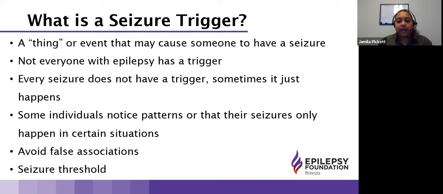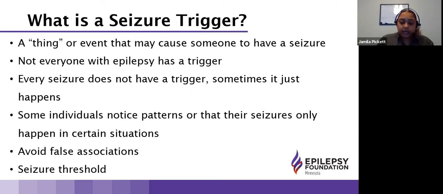Some individuals notice patterns or that their seizures only happen during certain situations, and that's one base way to tell if something is a seizure trigger. For some individuals, every single time something happens that's associated with their trigger, they will have a seizure. That may be a reflex epilepsy, which I'll talk a little bit more about later in this presentation. For other individuals, perhaps they need to have triggers kind of build up on each other before they have their seizure. Again, that's something we'll talk a little bit more about later on in this PowerPoint.